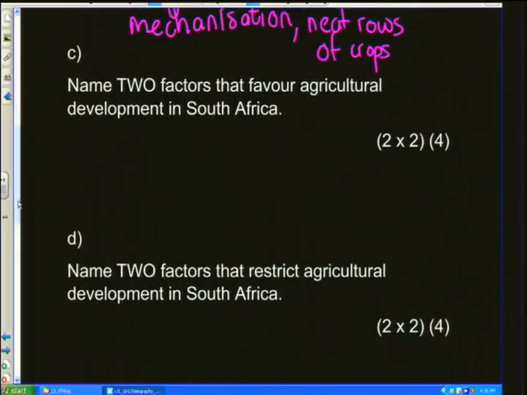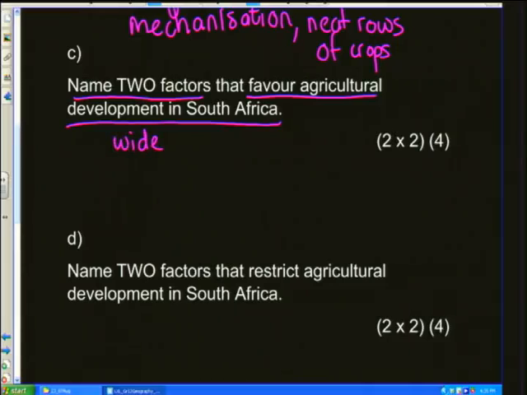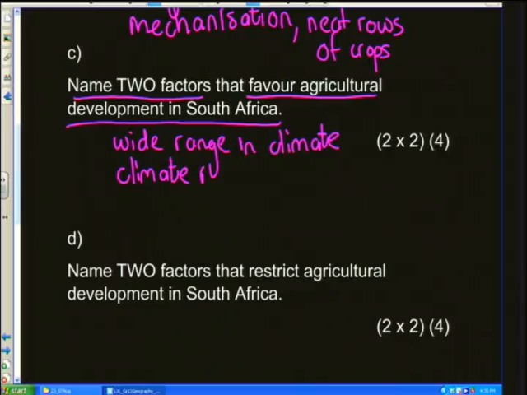Question C. Name 2 factors that favor agricultural development in South Africa. Now, we've already discussed these, so I'm just going to list them with you quickly. Firstly, we have a wide variety of crops because of a wide range in climate. So a wide range in climate allows lots of different crops to be grown. We also have a rich history of climate research, which helps us to predict whether or not we're going to have a good or bad rainy season.